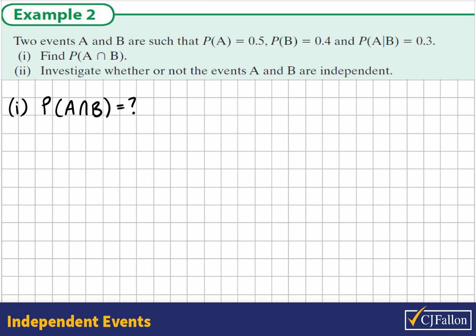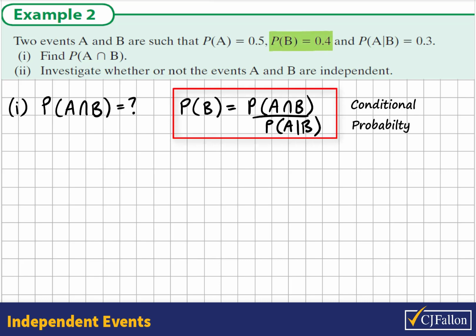The rule for conditional probability will be used to help find this. So we know that the probability of A given B is equal to the probability of A and B divided by the probability of B. We know this is always true. I'm going to use this formula because we know what A given B is. So that's the formula to use.